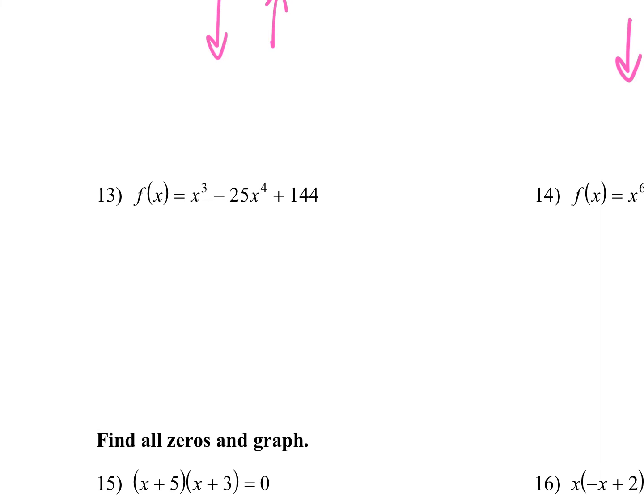All right, 13. Which term am I looking at here? Negative 25x to the 4th. So here it's the middle one. It's not always going to be the first term, but it's the one with the highest degree. So negative 25x to the 4th.